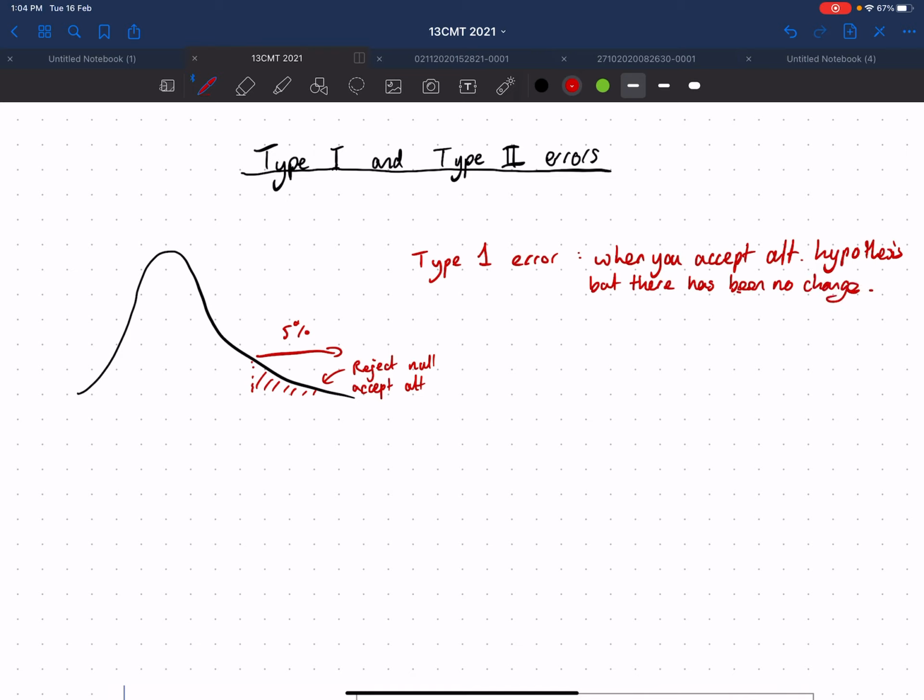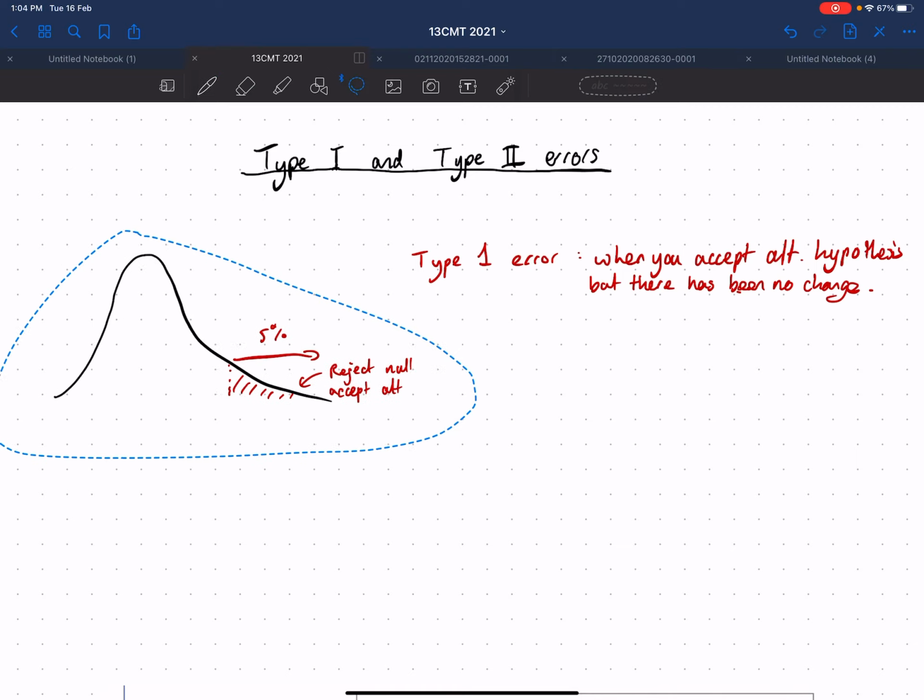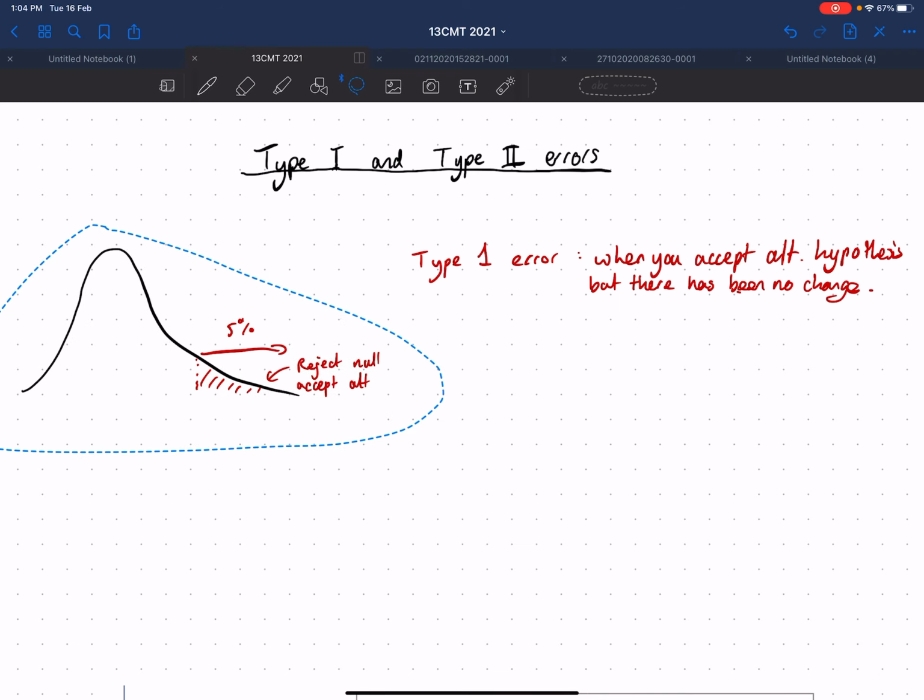It's not like when we say type 1 error, it's that you've made an error, it's that the statistics you've been given, the data you've been given, is showing that there has been a change when there hasn't. The other error that you may end up with is called a type 2 error. So if a type 1 error is where you accidentally reject your null hypothesis and accept your alternative hypothesis, I think a few of you might be able to work out what a type 2 error might be.